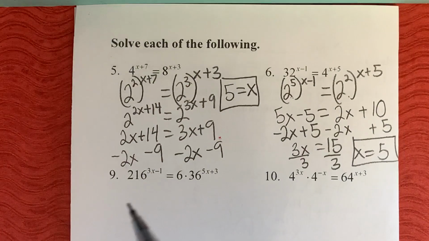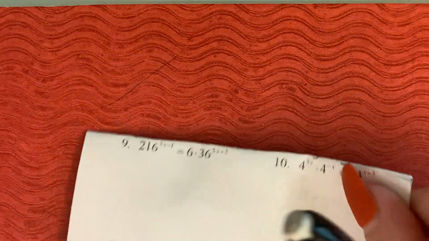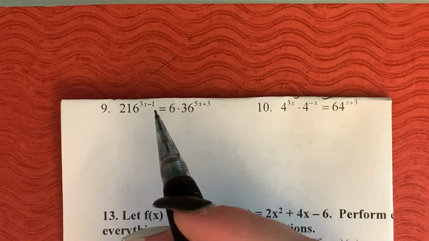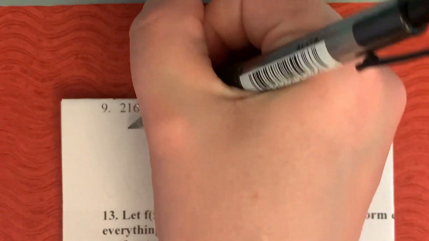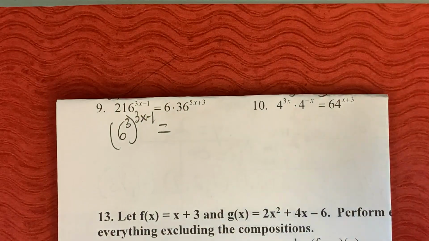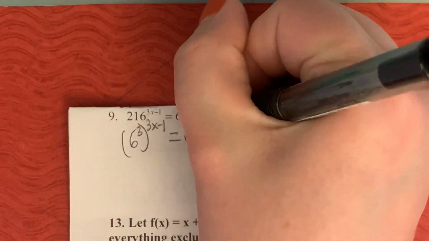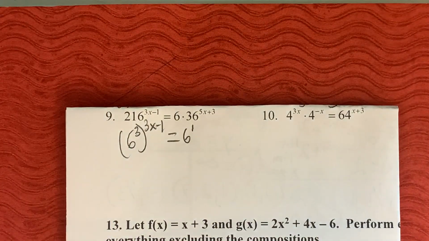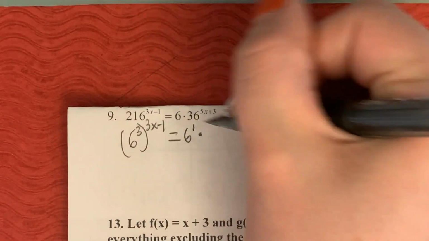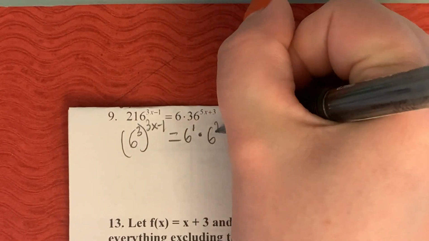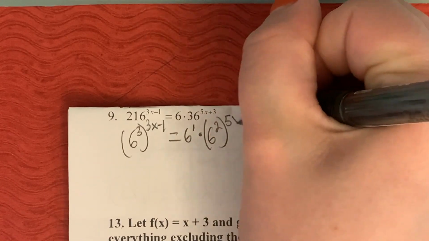Okay, so here I'm going to fold it over just so we can see. Here we have 216 to the 3x minus 1. So I can rewrite 216 as 6 to the 3rd, to the 3x minus 1. I need to keep in mind that when I have a 6 alone, like I do right here, that's technically 6 to the 1st, and I do need to include that. And then I'm multiplying that by 36, which I can rewrite as 6 squared to the 5x plus 3.